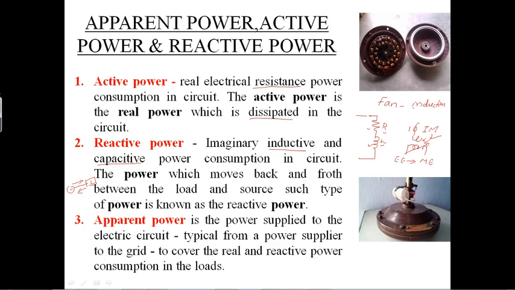So for the induction to occur, this L should be there. Then we can classify the power which is delivered to this resistance and the power which is delivered to this inductor. This power is known as active power, and this power is known as reactive power. In an inductor, if you draw the power characteristics, you will get a positive and a negative portion. So it's going to and fro.